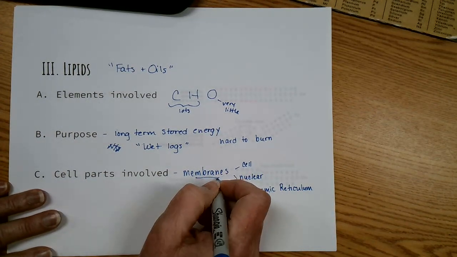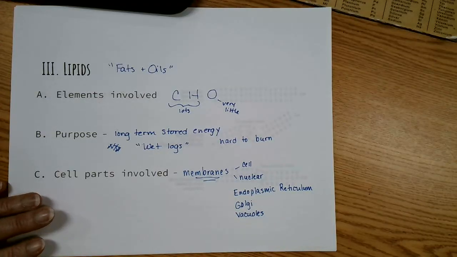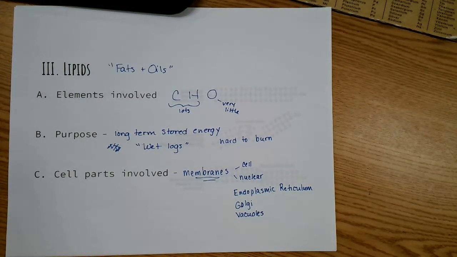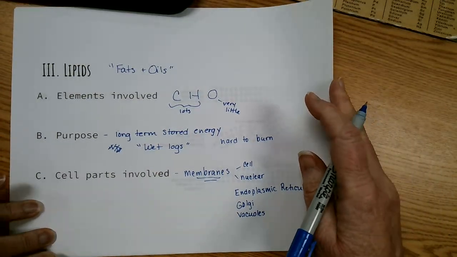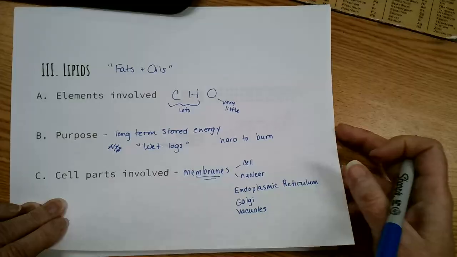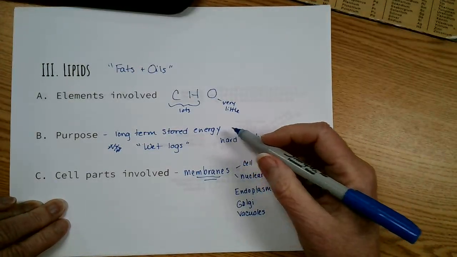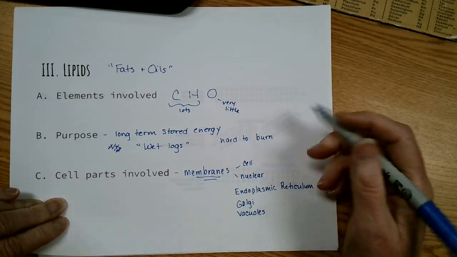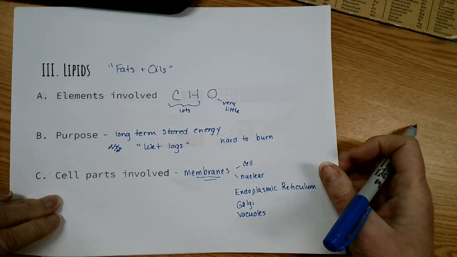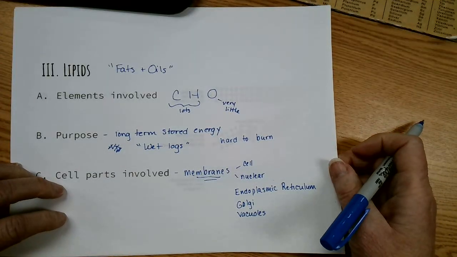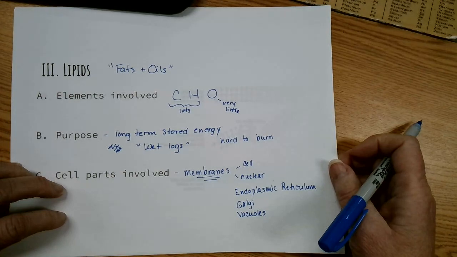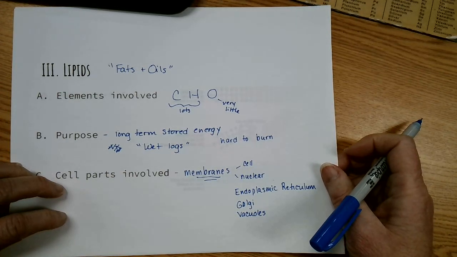It's really the membranes that are made up of lipids, because lipids are not soluble in water, so they make good boundaries. They make these greasy, oily boundaries around these things that prevent water from leaking out and other water from leaking in if it's not needed. So the purpose is long-term stored energy. It's very hard to burn. So that's why if somebody has fat on their body, it's there and it's hard to burn off, but it does have a lot of potential energy in there.